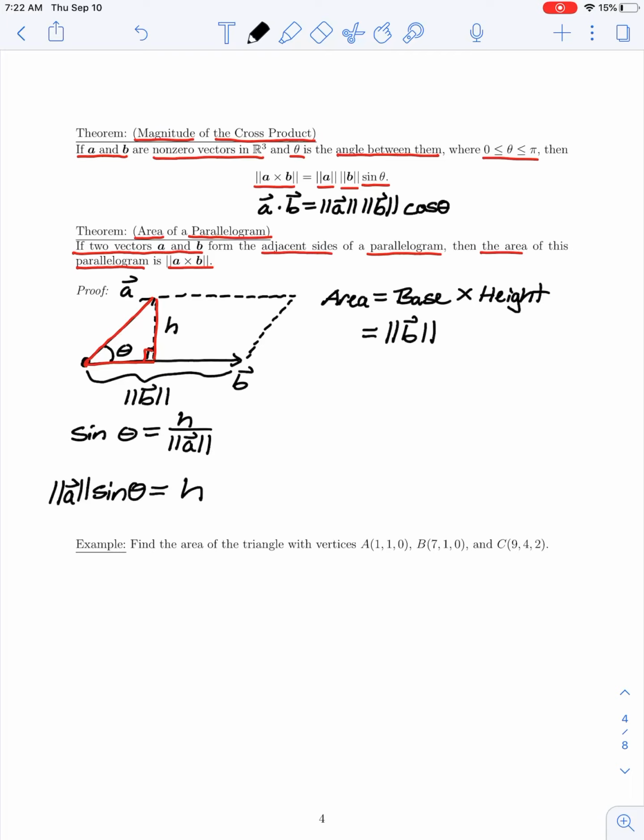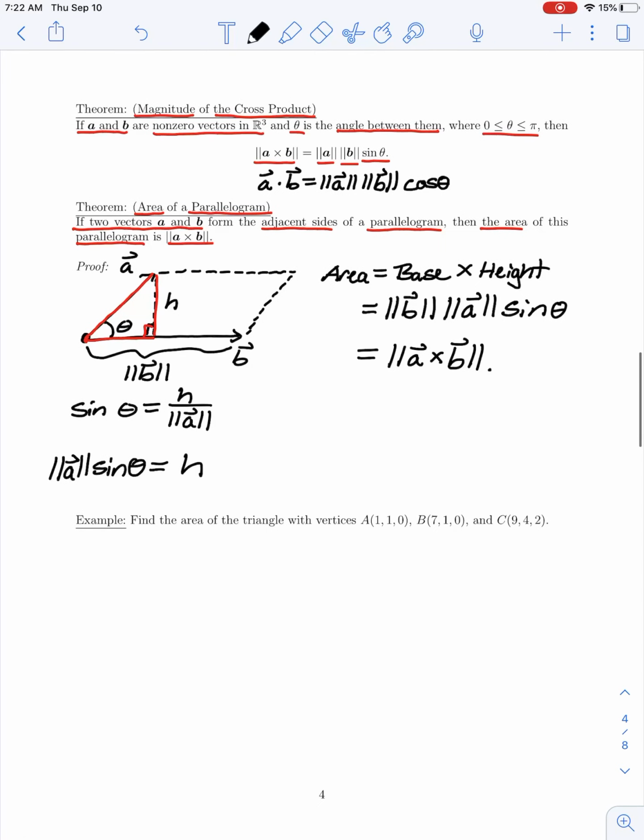So substituting that into our formula for area, we had a base, and we're multiplying by height, which was the magnitude of A sine of theta. But now this formula is exactly what we had in the previous theorem for the magnitude of the cross product of A and B. It was the product of the magnitudes of A and B times sine of the angle between those vectors. All right. So we've established this formula for the area of a parallelogram determined by two vectors.